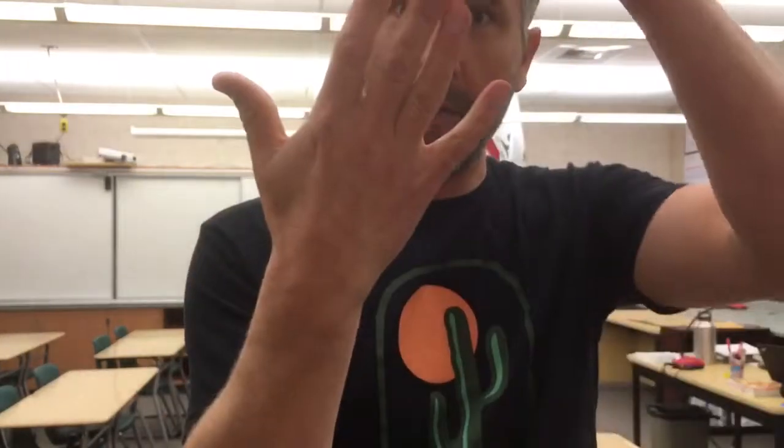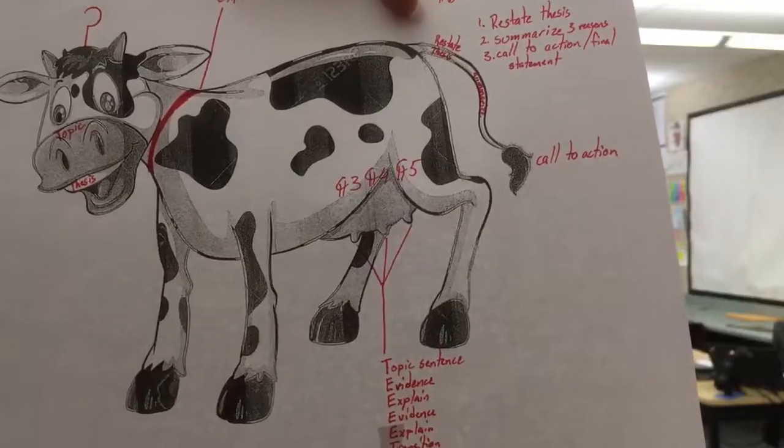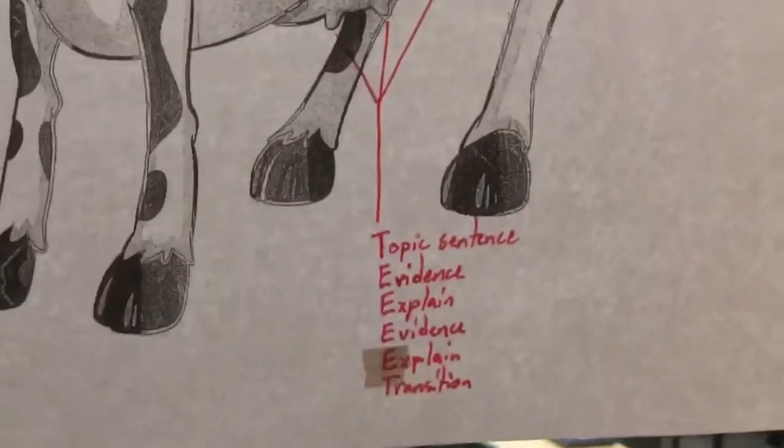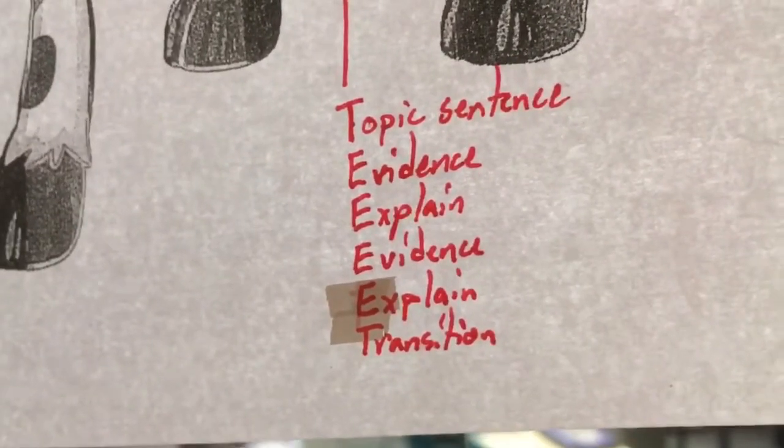These 4 E's stand for evidence and explain. Evidence and explain. Let's do that again. T, E, E, E, E, T. Evidence, explain. Evidence, explain. The last T, that just means transition to the next paragraph. It's the final paragraph!